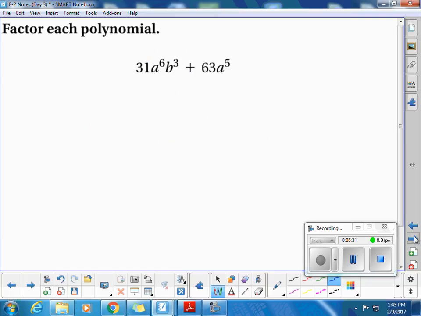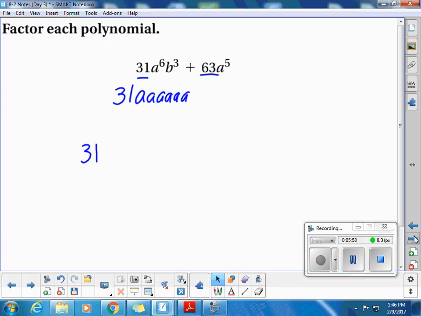If you need to take a step back and look at it in a little bit different way, I'm going to look at 63 and 31, and I know that 31 actually goes into 63, so I can take out a 31. But if you want to just look at the a's and b's, the variables, this would be a to the 6th and b to the 3rd. Remember, that's what that looks like actually. Plus 63a to the 5th.